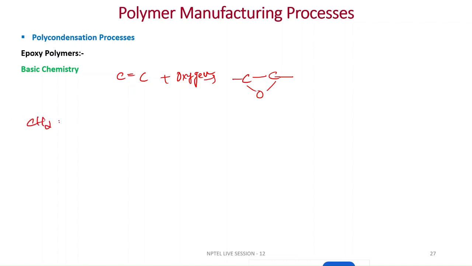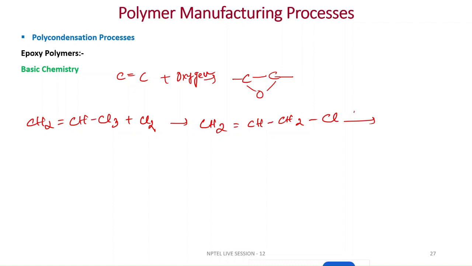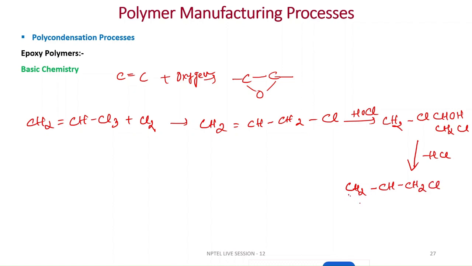When it reacts, it forms allyl chloride, and in the presence of this it forms some intermediate product, from where the HCl will be removed and it will form the epichlorohydrin. So this is the process.